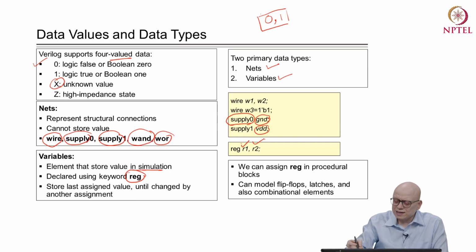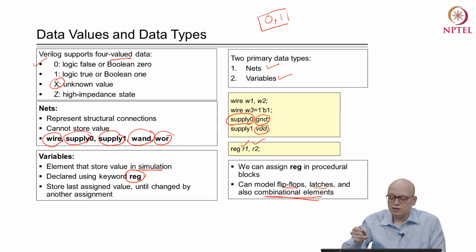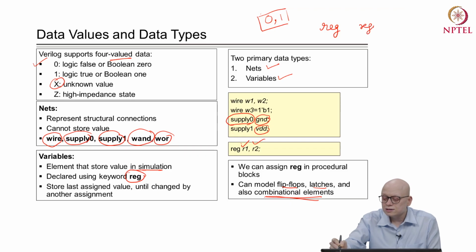So, we can assign reg in procedural blocks. What are procedural blocks? We will see. So, reg can model flip flops, latches, and also combinational elements. Now, this is important. Many times new programmers in Verilog consider reg similar to a register, and they think that it is something to do with memory or flip flops.